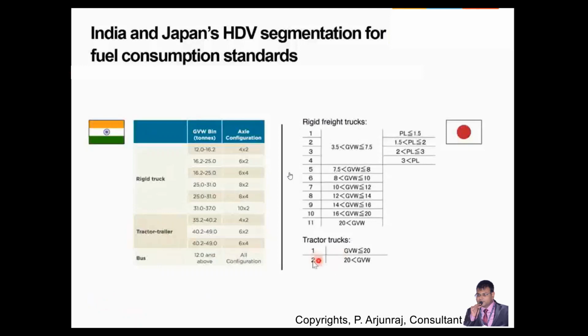And again, we also have some requirements for the tractor and the rigid trucks, and even for a bus, where the gross vehicle weight should range between so and so values, considering the different dimensions, and based on that you also configure what type of configuration you are going to use for your axle.